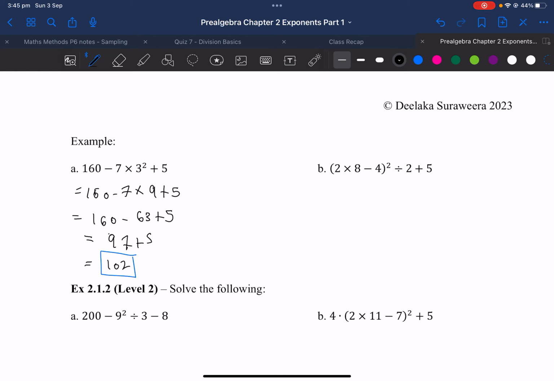77 would be it. Good. If you calculate this, the inside of the bracket becomes 12. 12 squared is 144, divided by 2, plus 5. Let me write this properly for anyone watching online: 144 divided by 2 is 72, plus 5, which is 77.